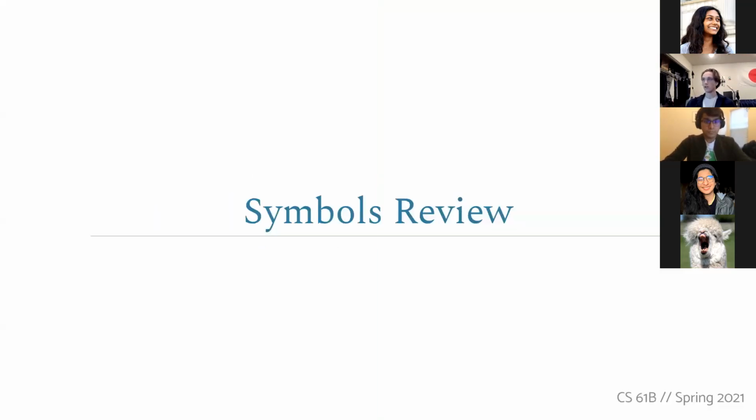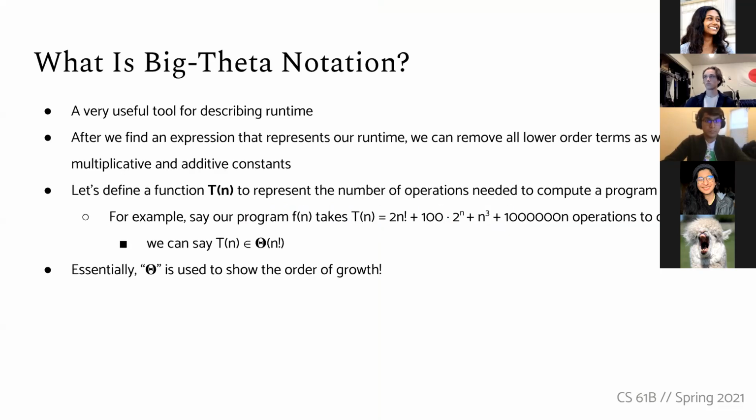So let's get started. Let's look at some symbols, starting with big theta. Big theta is going to be one of our useful tools for describing runtime. The idea is we want to find some type of expression that will represent our runtime, and we'll be able to remove all of our lower order terms, coefficients, and constants, because all we really care about is the highest order term. Say we define some function t of n, which is going to represent the number of computer operations needed for our program.